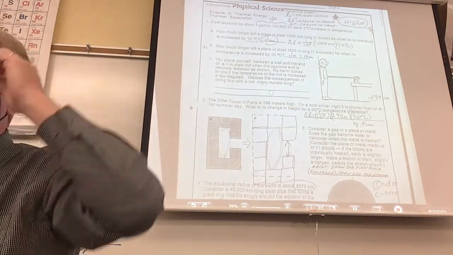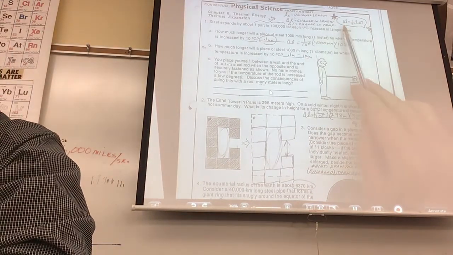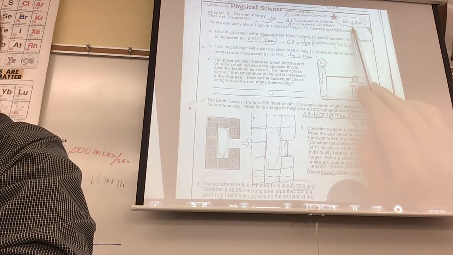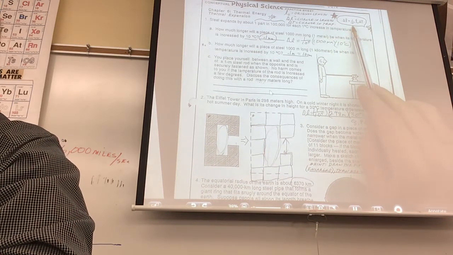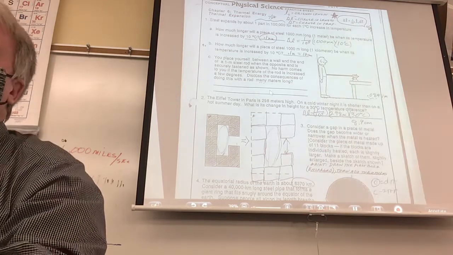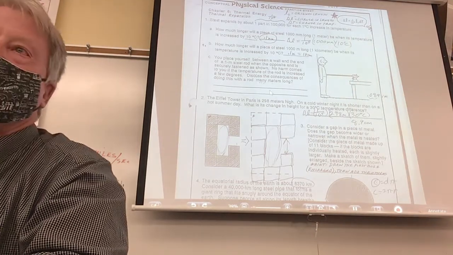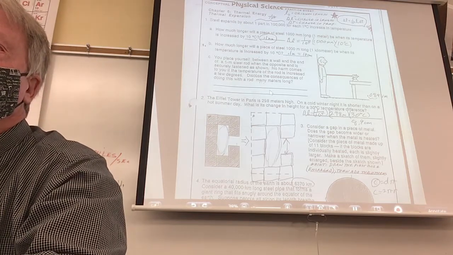So this means it'll change. How much will the length change? And then this right here, if I was an engineer, I would have a whole chart, a whole book of these, and it'd be called the coefficient of linear expansion. Now, you don't have to know that. I would give that to you.